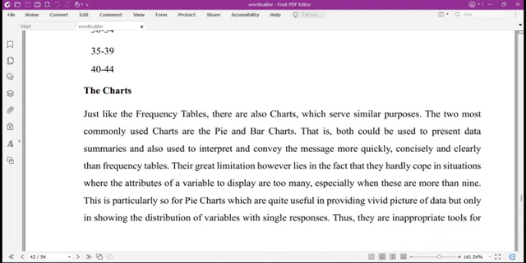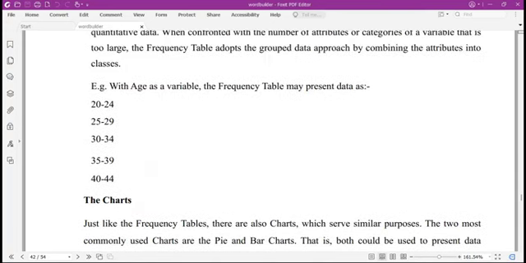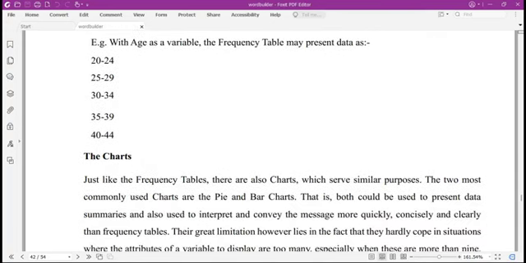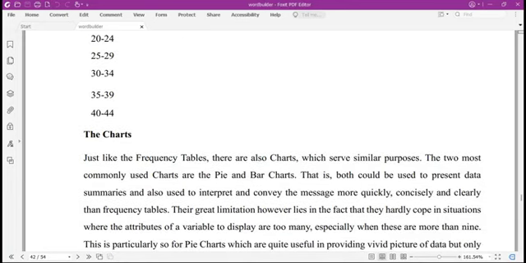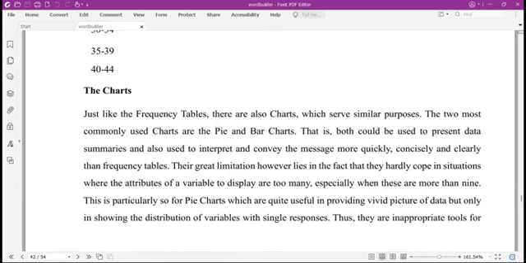Their great limitation, however, lies in the fact that they hardly cope in situations where the attributes of a variable to display are too many, especially when these are more than 9. Okay, you can look at our frequency table now. We said that in a frequency table, when the data are so large, you can put them in classes. Look at the classes we have here, so that it will help you to organize the data very well. But in the case of pie charts and bar charts, it is not like that.